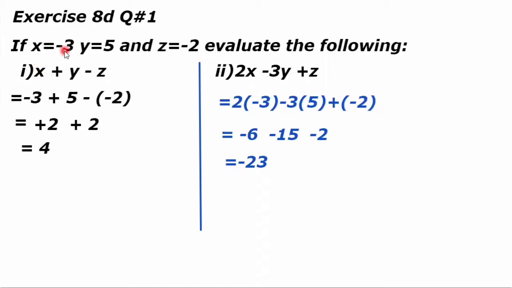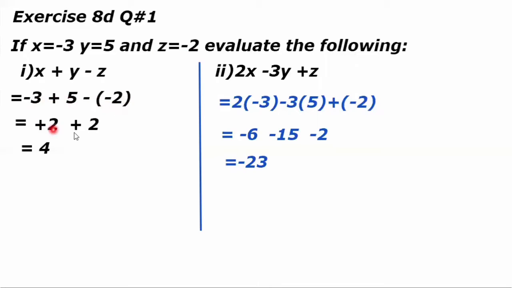X is equal to negative 3. Now instead of x, we will write negative 3. This is substituting numbers for variables. This plus sign we copy down from the question. Now the value of y is 5. Instead of y, we will write 5. This is called substituting numbers for variables. This negative sign we will bring down from the question. Z is a variable and its number is negative 2. Instead of Z, we will write negative 2. This is called substituting numbers in the variables.